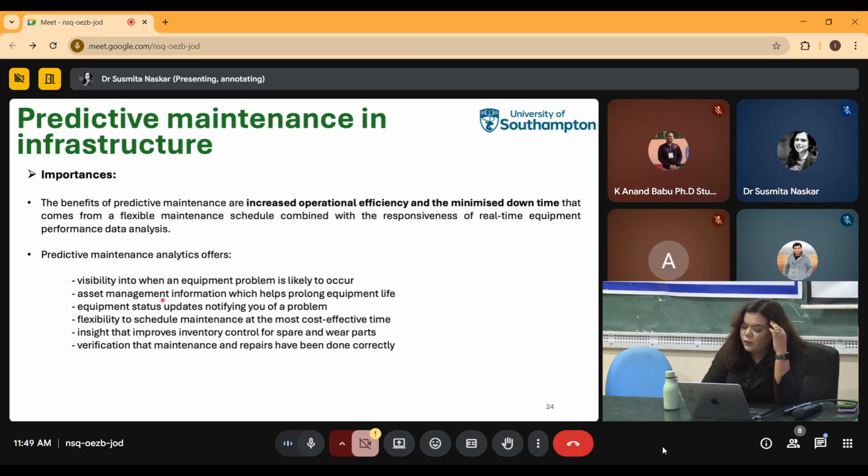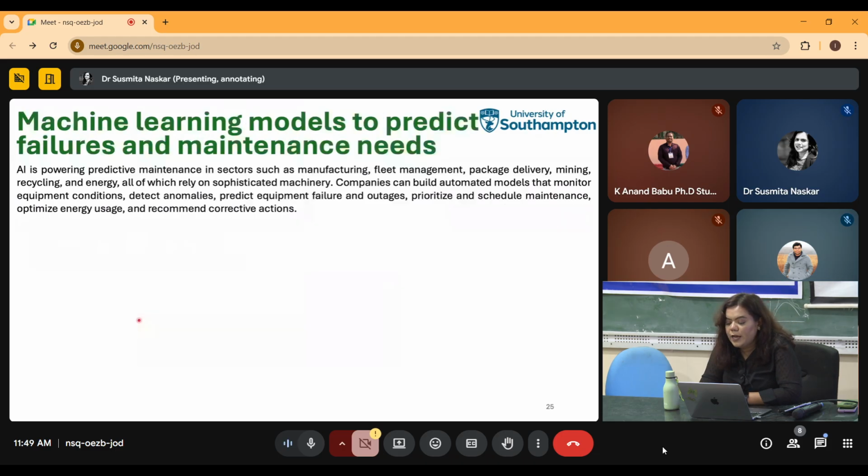So altogether, if you look at the advantages of predictive maintenance compared to preventive maintenance, you can see that it transforms the way we manage our infrastructure. It not only improves reliability, it also helps reduce cost, extends the equipment life, and those kinds of things, right? So now let's look into the machine learning models that are transforming predictive maintenance to anticipate failures and maintenance needs.